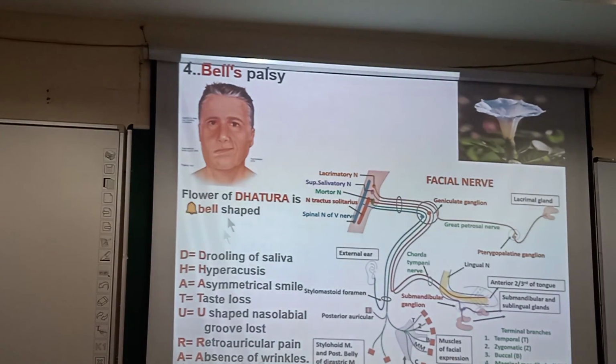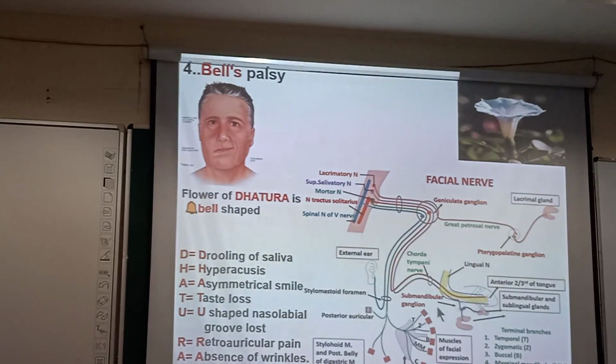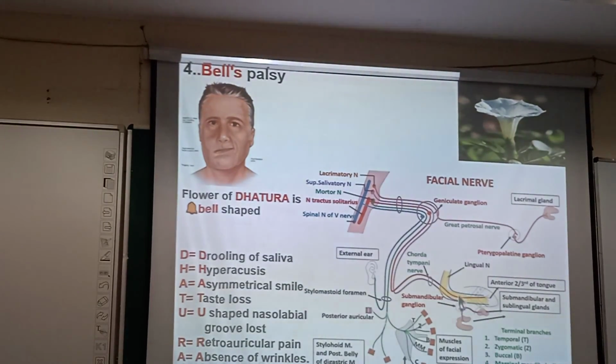Asymmetrical smile. Mostly it is unilateral, so one side is working, another side is not working. So there will not be absence of smile; you have to write asymmetrical smile, because here it is not working and this is working, so this will lead to asymmetrical smile. Loss of taste, because the taste fiber is not going to the anterior 2/3 of the tongue, the taste sensation is not going. U-shaped nasolabial groove loss. This is the nasolabial groove. It is not prominent on the paralyzed side.